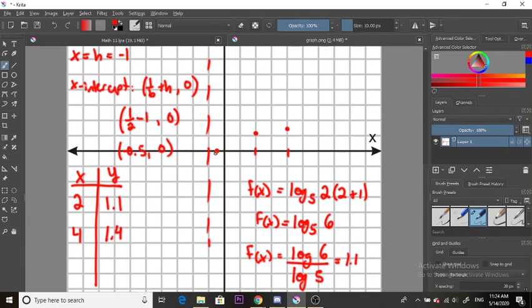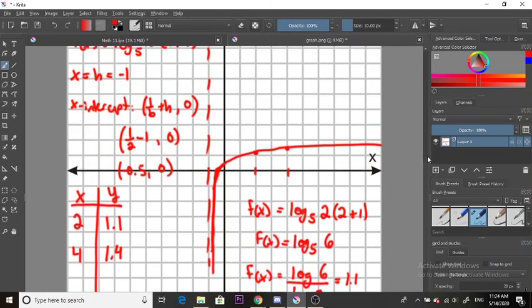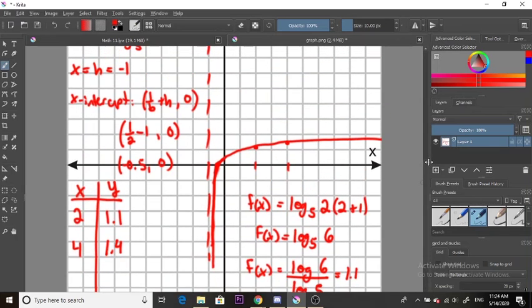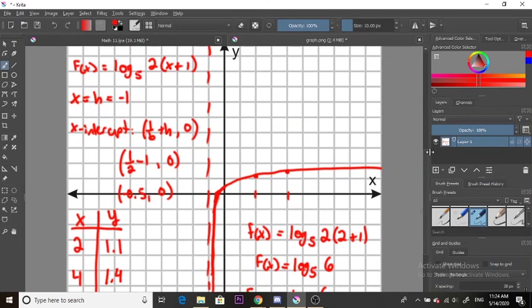So then I can draw in my curve. So that one starts to flatten up down here, and this curves sharply right around the x-intercept, and it is going to continue downwards, hugging really close to that asymptote. And this is how I would graph a logarithmic function.